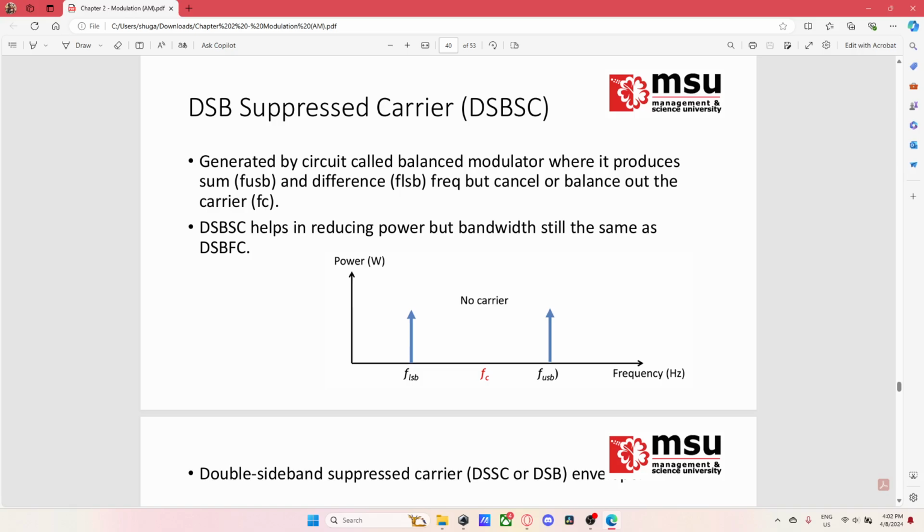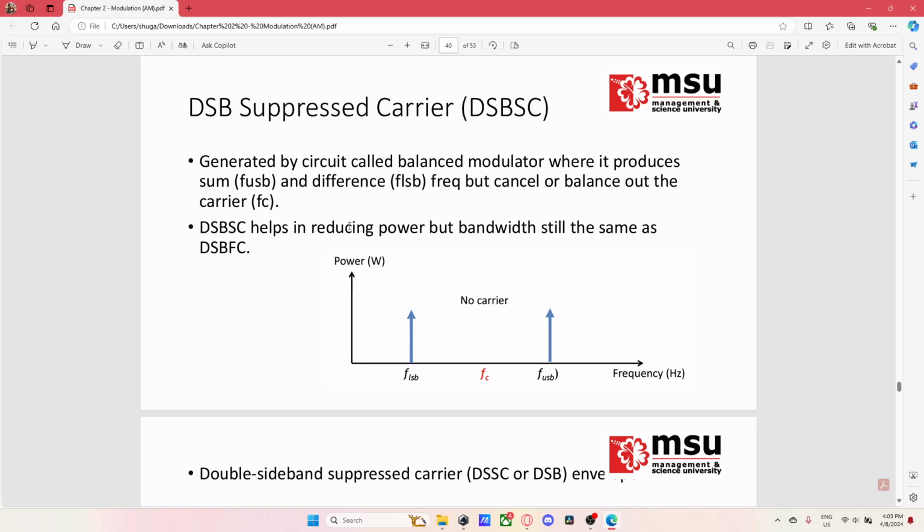So before this, we have discussed the different types of suppressed signal, okay? The first one we learned is double sideband suppressed carrier, DSBSC. It is generated by a circuit called a balanced modulator, which produces the sum FUSB and the difference FLSB frequencies, but cancels or balances out the carrier frequency. What it means is the carrier here, FC, is no longer there.